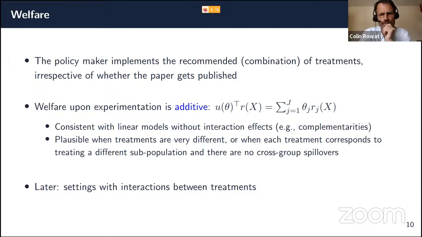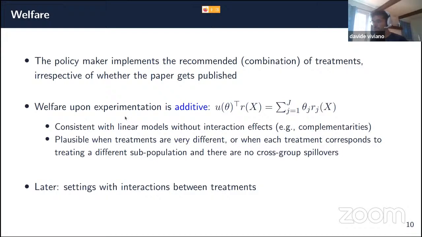All right. So welfare upon experimentation is additive. What this means is that let's take U of theta to be the utility generated by some given treatment configuration. And let's say that this U of theta is actually the identity function. Now, additivity implies that welfare upon certain recommendation R of X will be basically linear in the parameter theta multiplying by the recommendation itself.